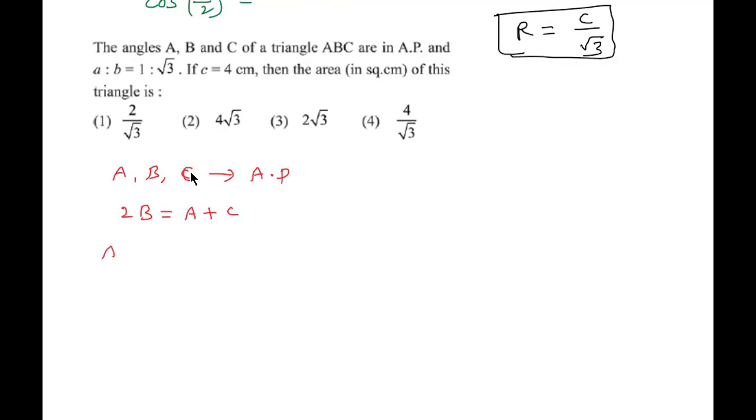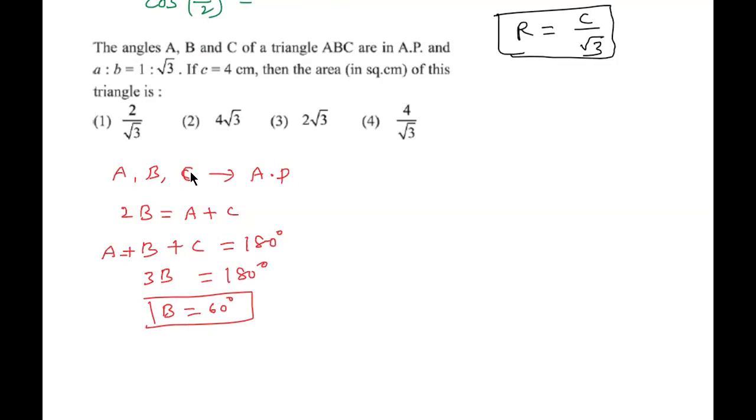Already we know that A plus B plus C is equal to 180 degrees, or not? Angle A plus angle B plus angle C is 180 degrees. If we substitute 2B for A plus C, 2B plus B, we get 3B. 3B is equal to 180 degrees. Now B is equal to 60 degrees. So you have to remember it directly. If A, B, C are in AP series, what is angle B? 60 degrees. Directly you can remember.